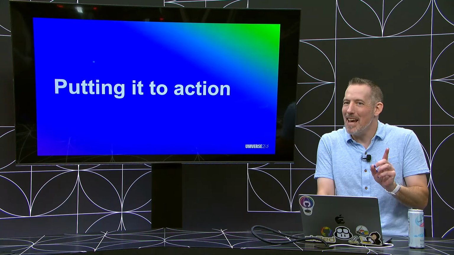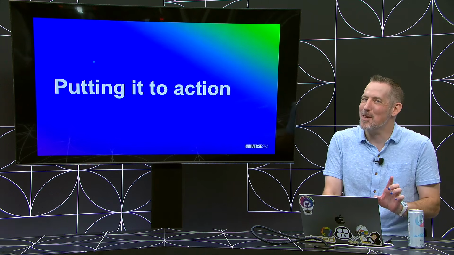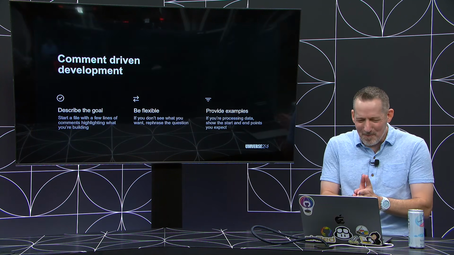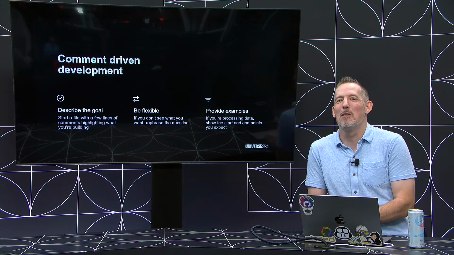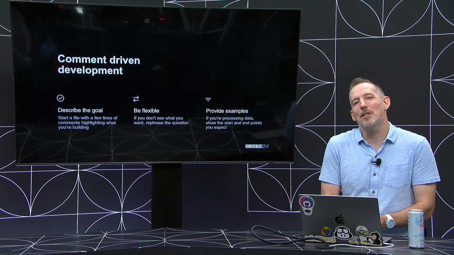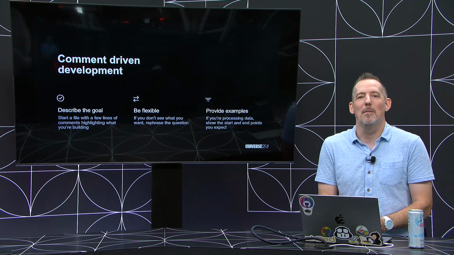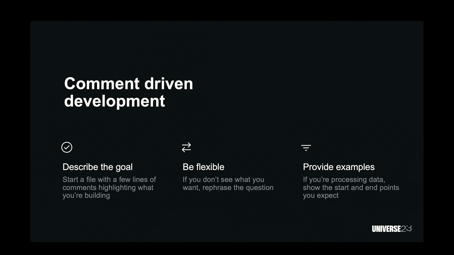I think the best way to do this is really to put it into action. So before I get into this demo, and I promise you there's going to be a demo in just a moment, let's take a look at a couple of real quick best practices. First up is describe the goal. I like to view this as adding a header, if you will, to the file. This doesn't have to be anything real in depth per se, just 3-4 quick sentences describing what it is that I'm looking to build.